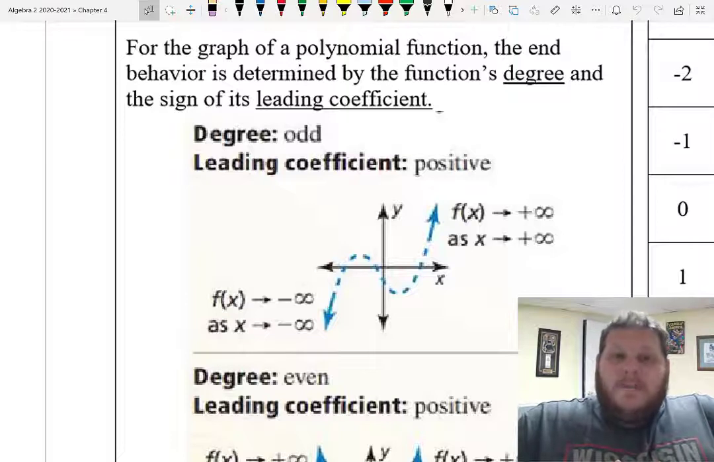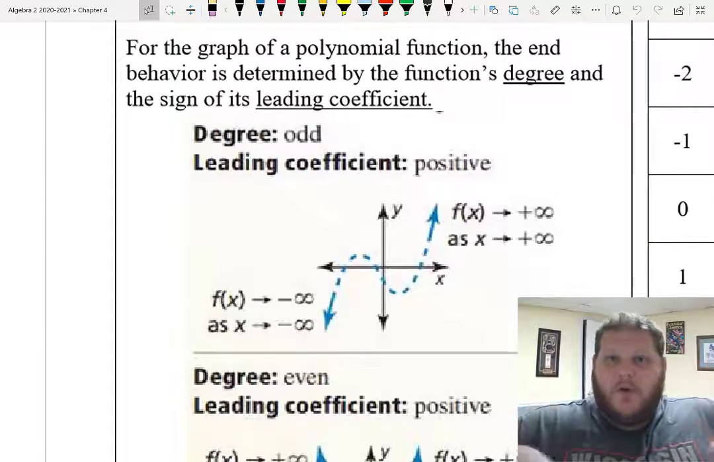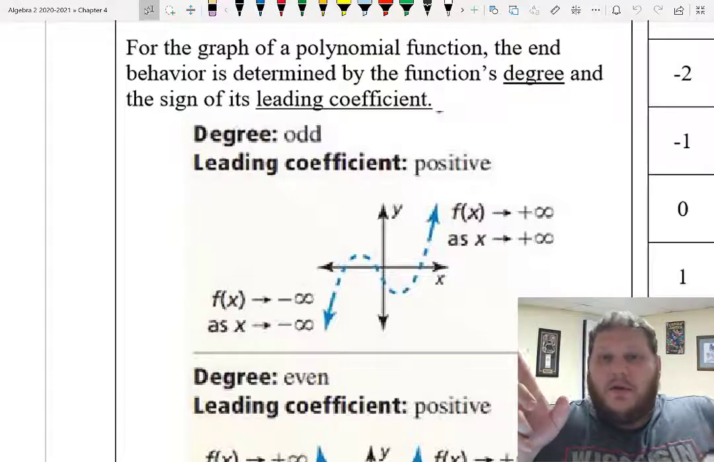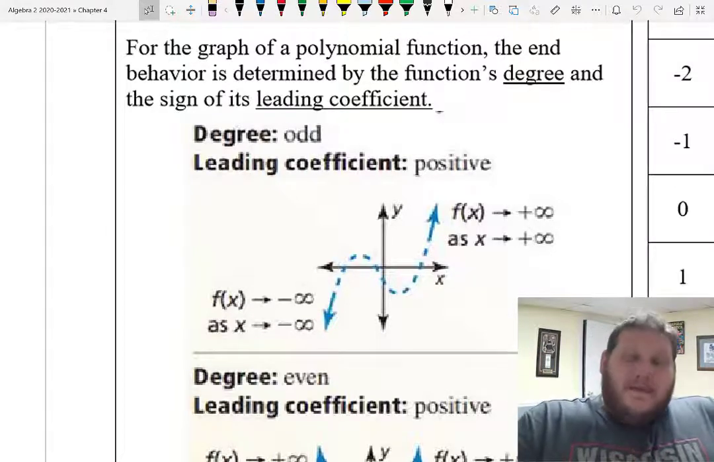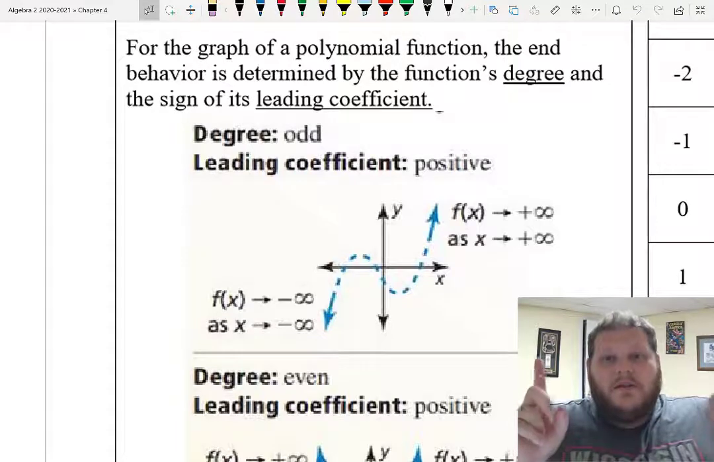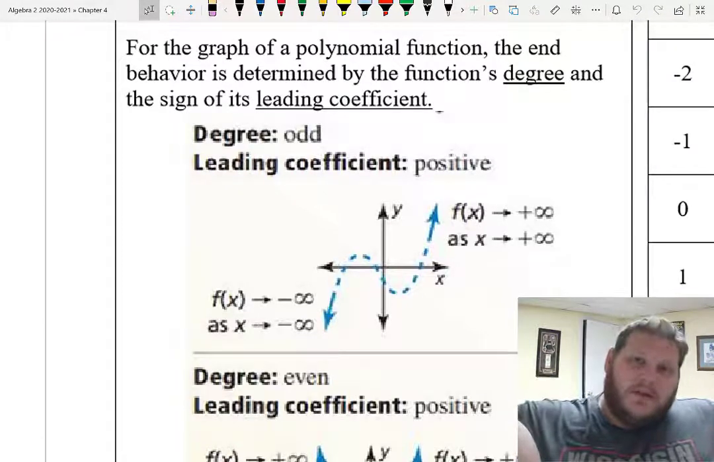With even exponents, you notice my endpoints always point the same direction. In the parabola, they both pointed up or they both pointed down. With a linear graph, one pointed up and the other pointed down, so they alternate directions. That's true for any even exponent graph and any odd exponent graph. So anytime I have an even degree, my endpoints are going to go the same direction, either both up or both down. When I have an odd degree, one's going to point up while the other points down, or vice versa.